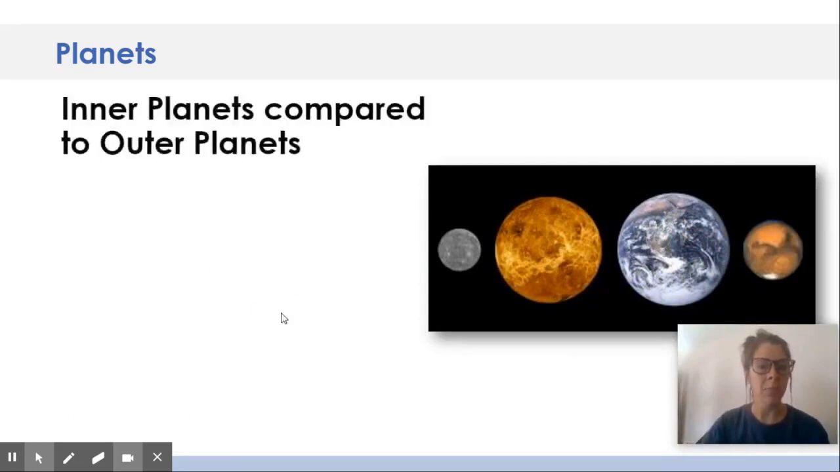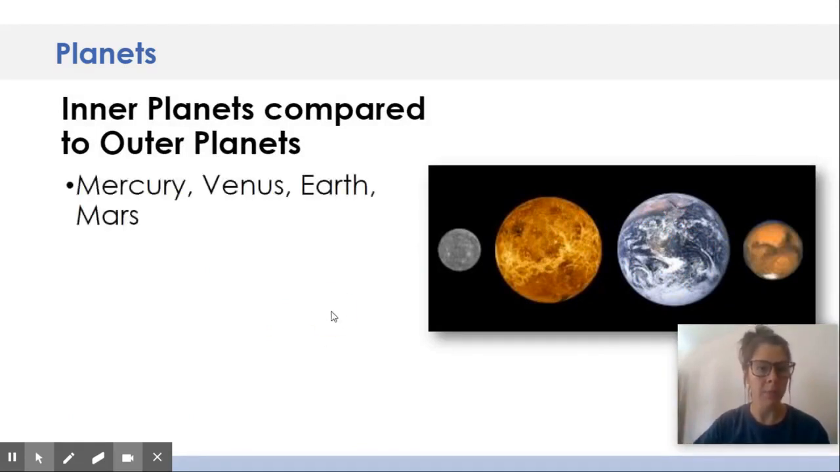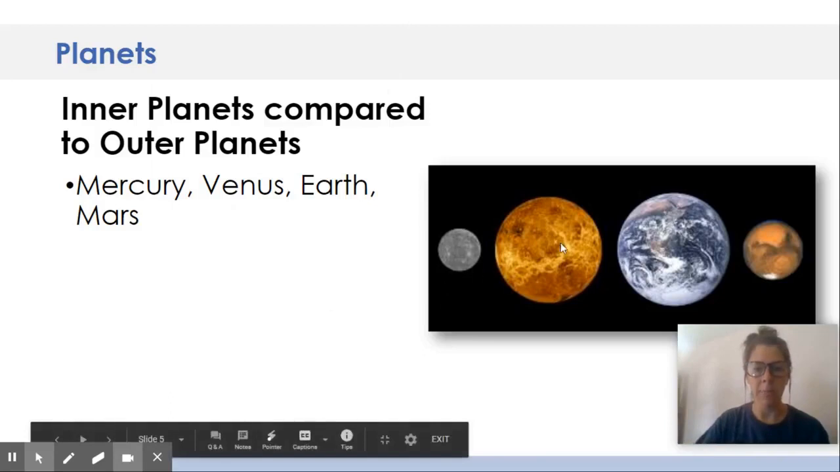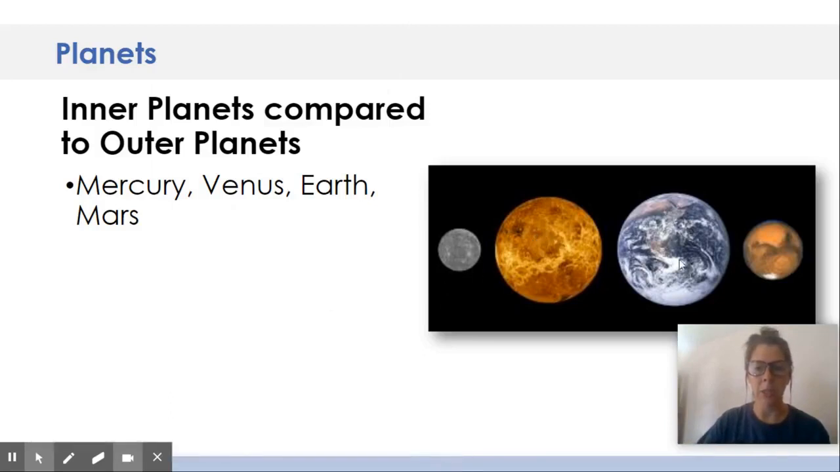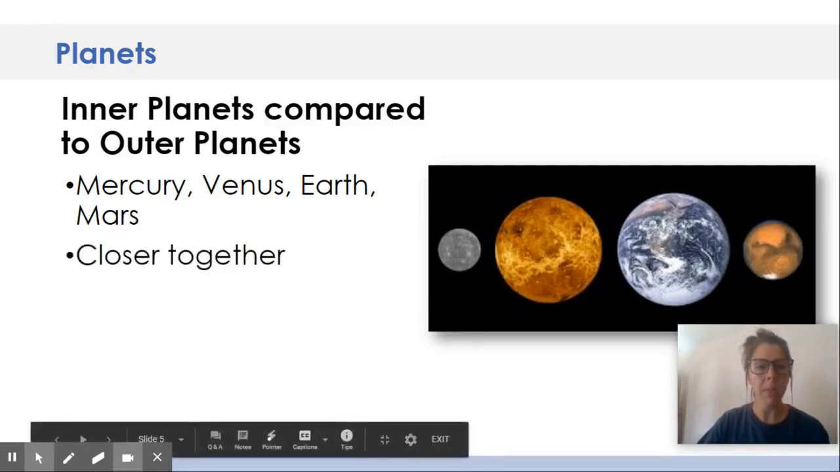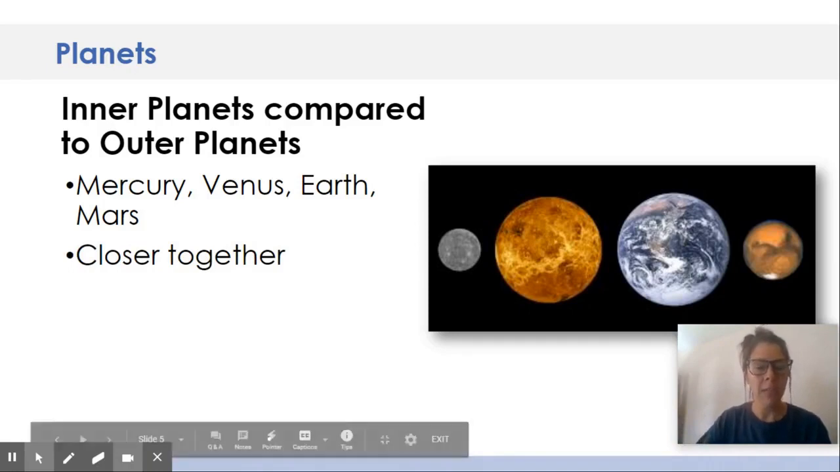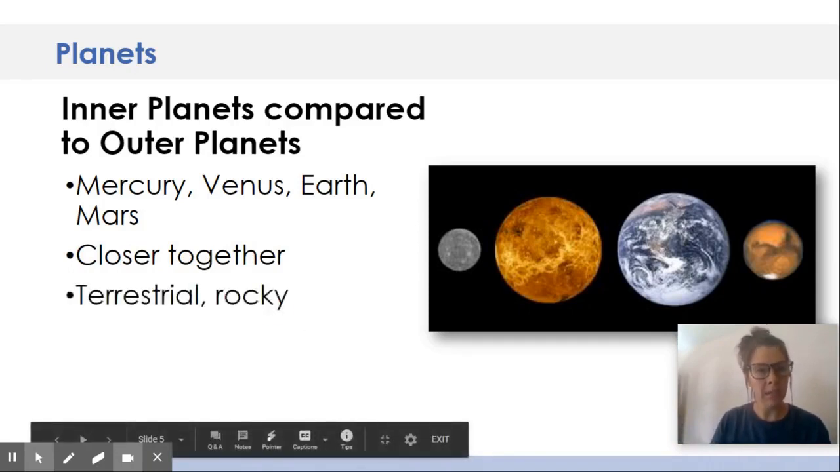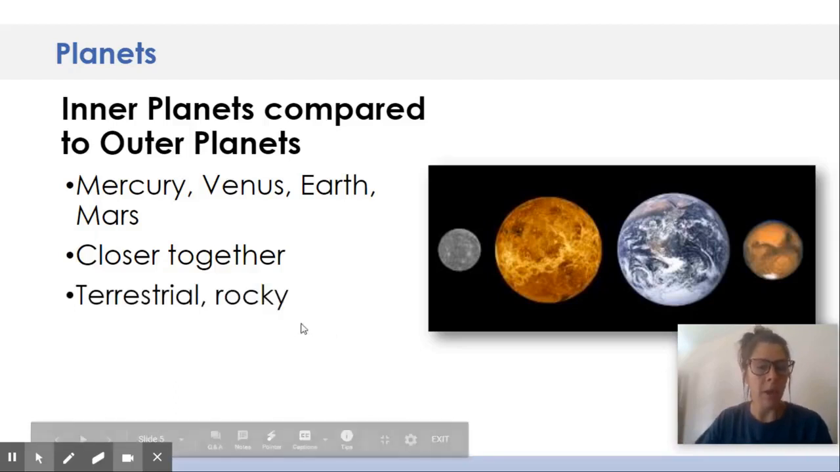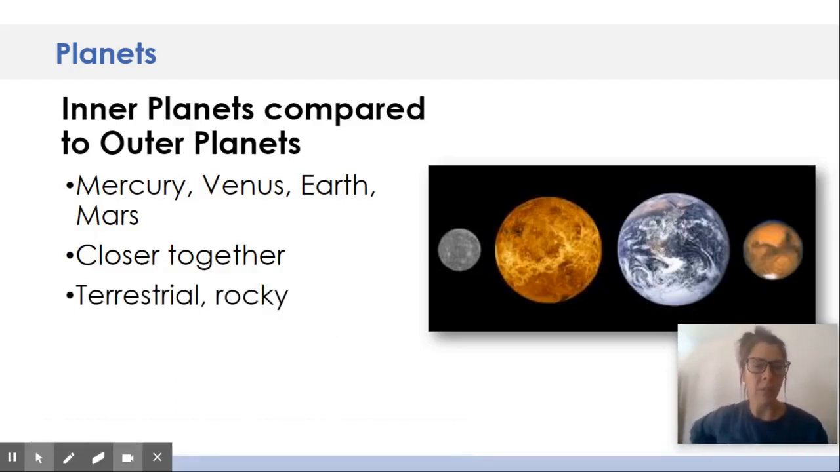We have the inner planets, which are sometimes called the terrestrial or rocky planets, and I'll also explain the outer planets in a few moments. The inner planets are the ones that are closer to the sun. That includes Mercury right here, Venus, Earth, and Mars. These planets are closer together, and they're mostly made of land or a rocky terrain. Terrestrial is a fancy word to describe a land planet.